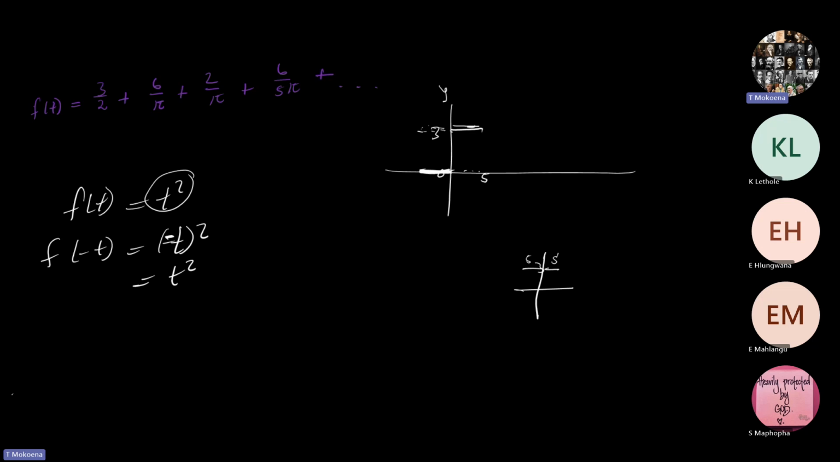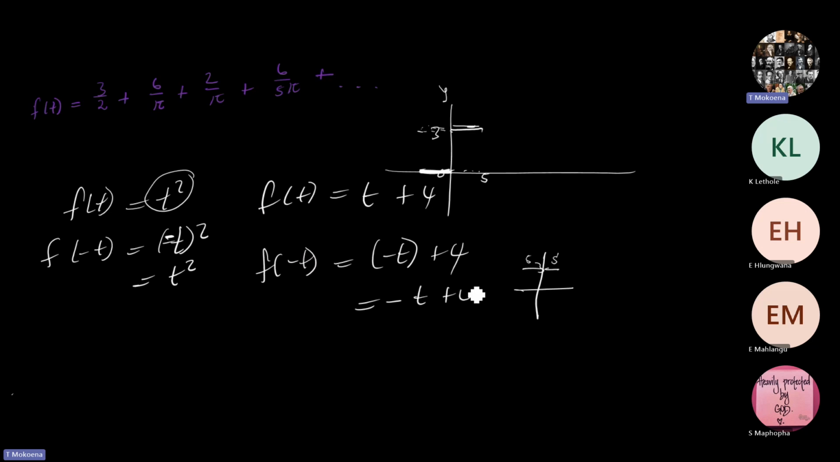There is no way. But if I see something like f of t equal to t plus 4, for example, I know that here it's odd. Why? Because if I substitute negative t there plus 4, my function will be negative t plus 4. Even if I try to make this t positive, the problem is 4 will be negative, so it doesn't take me back. So I know this is odd. By just looking at the exponents, I can tell whether this function is odd or even.